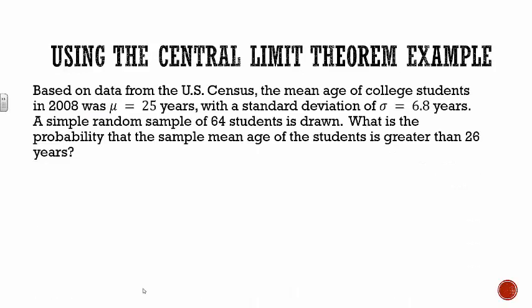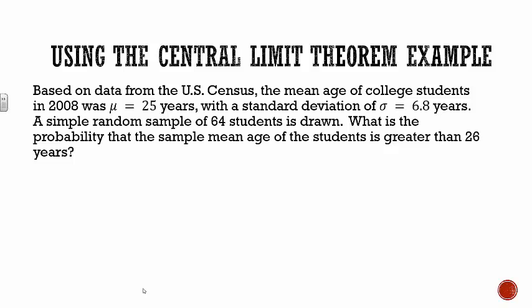All right, so here's an example. It says, based on the data from the U.S. Census, the mean age of college students in 2008 was 25 years, and a standard deviation of 6.8 years. A simple random sample of 64 students is drawn. What is the probability that the sample mean age of the students is greater than 26 years? So the first thing that stands out to me is that we have a simple random sample of 64 students. 64 is greater than 30. So by the central limit theorem, we can approximate this distribution as normal.